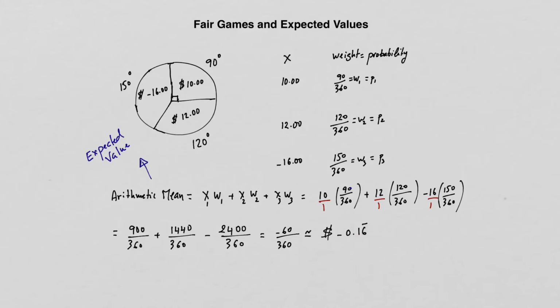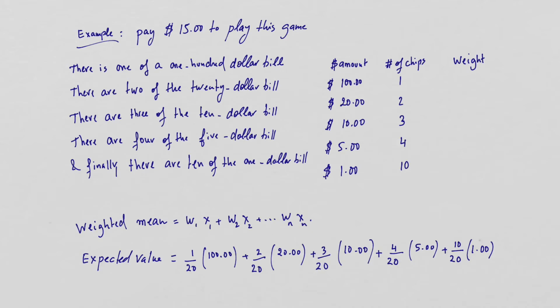Another way you could do it is play with these dollar amounts or these angles in measure so that when you recalculate this, you get zero, right? That's how you make it fair. So let's go to another example.